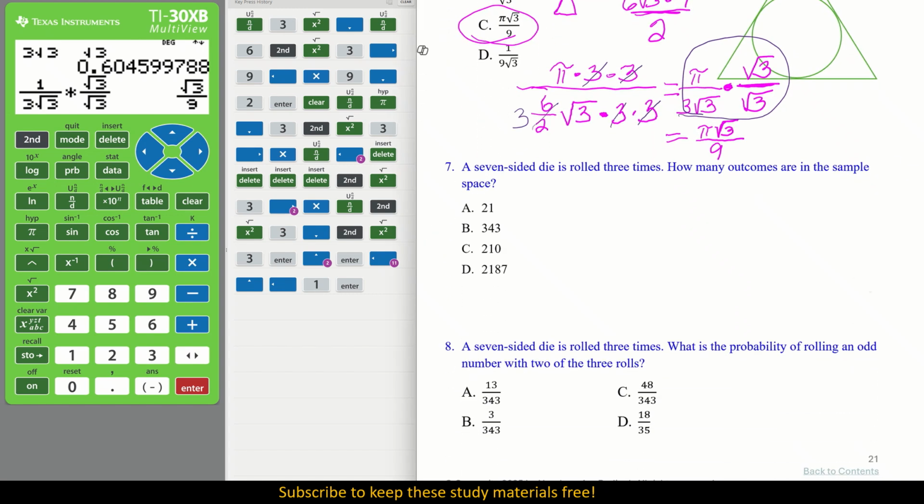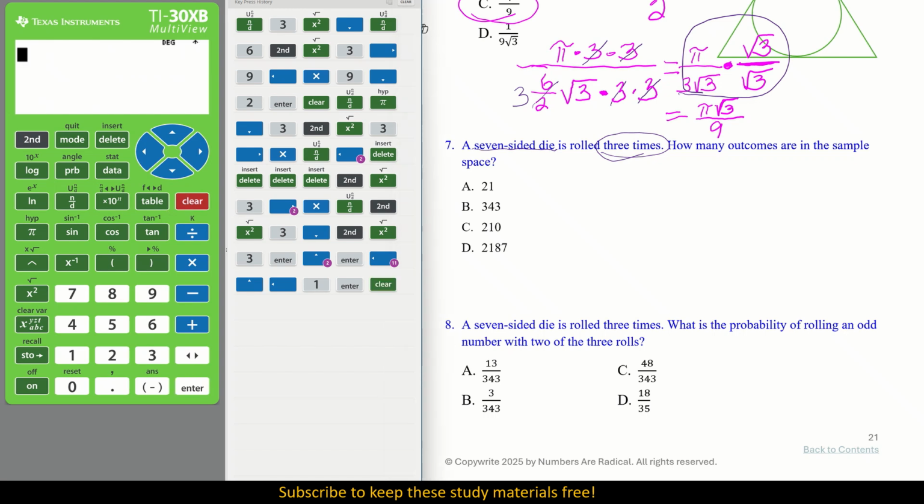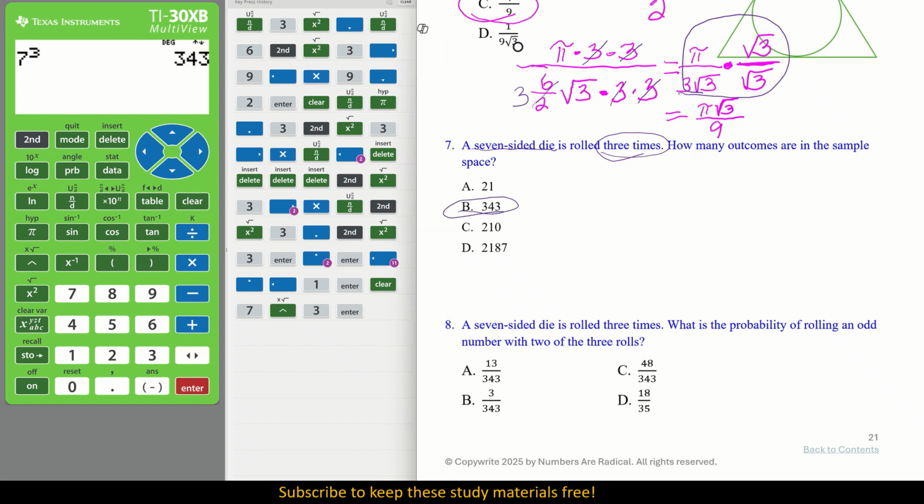A seven-sided die is rolled 3 times. How many outcomes are in the sample space? Well, that's just 7 to the third power. Remember, it's 7 possibilities, and we're going to roll it 3 times. Okay, so let's clear that out. So 7 carried up to the third. Let's see what we get. 343, option B. Perfect.